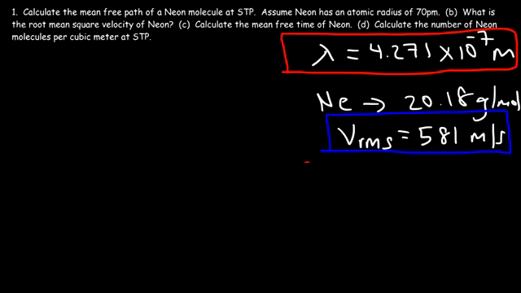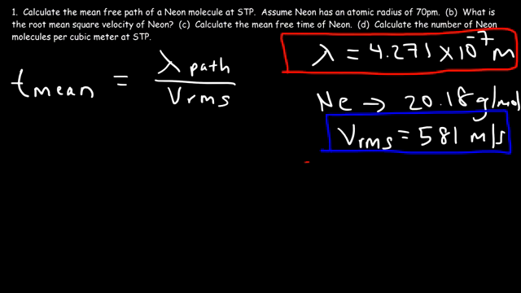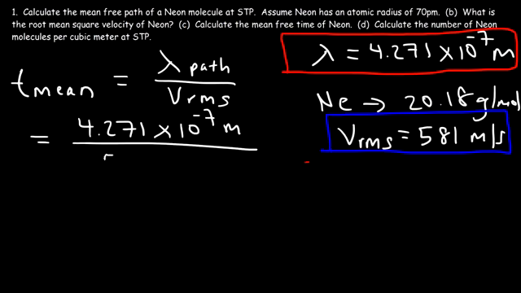So what equation should we use to do this? Now, since we already have the mean free path, it's going to be relatively simple to calculate the mean free time. The mean free time is simply the mean free path divided by the speed. And we're going to use the root mean square velocity. So it's 4.271 times 10 to the minus 7 meters. And then we're going to divide that by 581 meters per second.